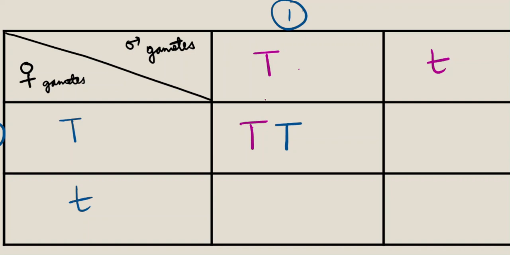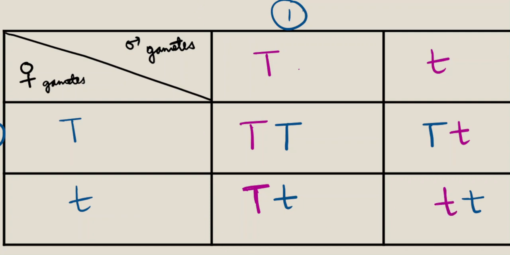Let's move further. Here also again write capital T which came from the male gamete, and small t from the female gamete. Again you take small t of male gamete and capital T of female gamete. Again you take small t of female gamete and small t of male gamete.